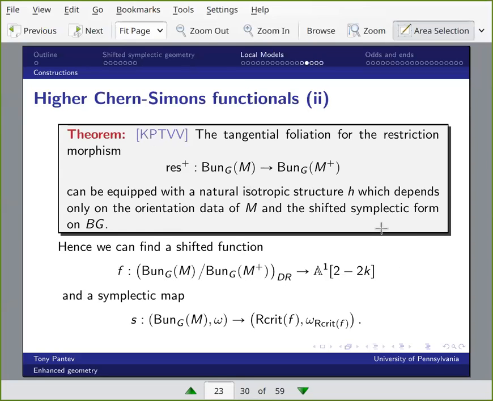Okay, I exhausted my 20 minutes, so maybe I am going to stop here. There was another example from non-abelian Hodge theory, which I'm not going to review, and you can look at it in the slides. But maybe I'm going to stop here and let you ask some questions. Okay, thank you, Tony. Questions?